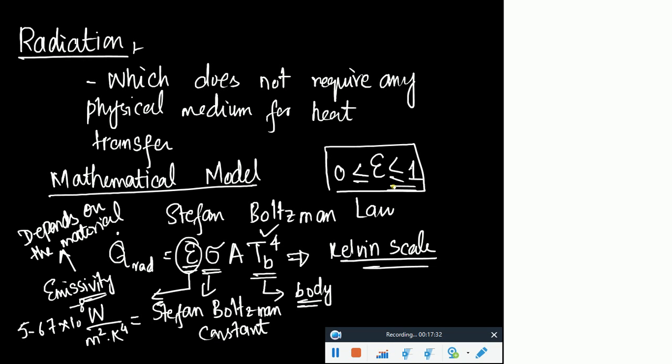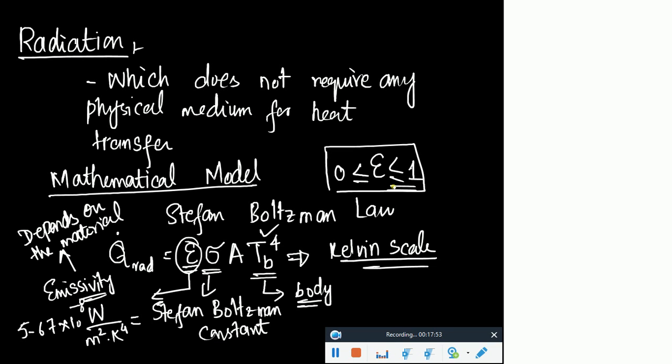So the emissivity will be the material property. A would be the area. And remember that if you talk about heat transfer flux, this is the heat transfer rate. If you say heat transfer flux, you just need to divide this Q dot by A.